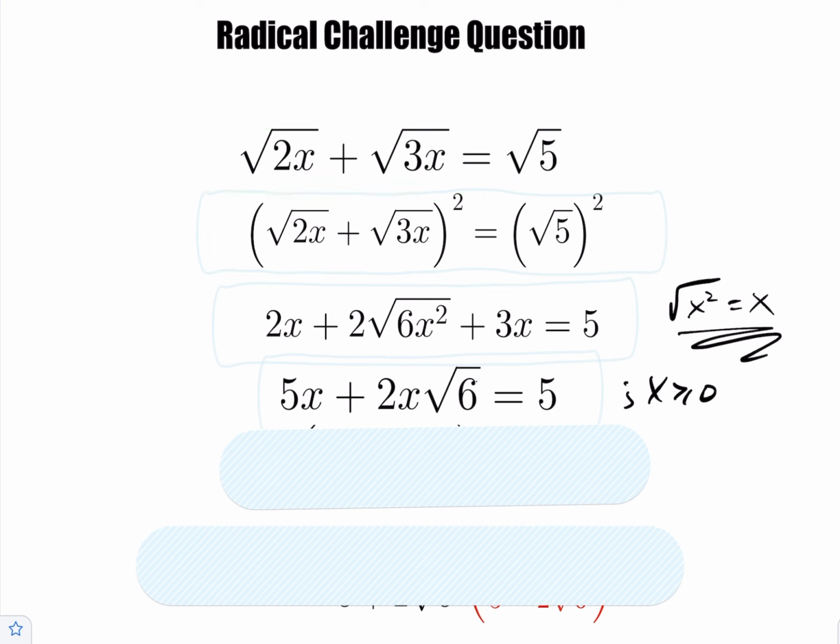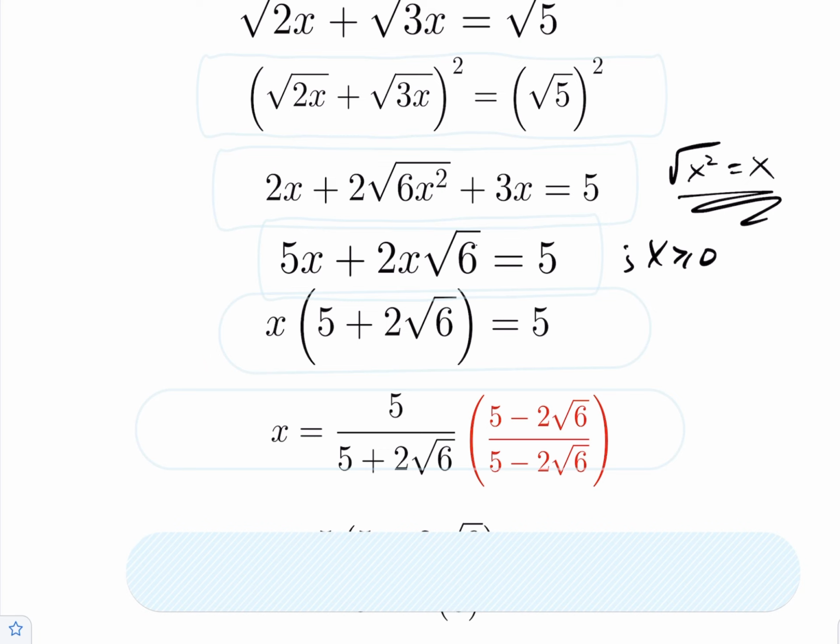Going ahead here, I'm going to go ahead and factor out a root x, giving us root x times 5 plus 2 root x equals 5. Divide this out, and we get root x equaling 5 divided by 5 plus 2 root x, and then we're going to go ahead and rationalize the denominator here. You'll notice that you don't want to leave radicals on the bottom, so by taking the conjugate of this, in this case here we're going to multiply top and bottom by 5 minus 2 root x.